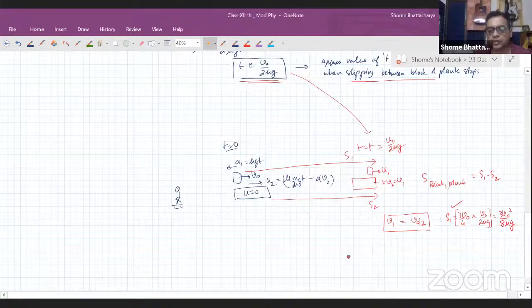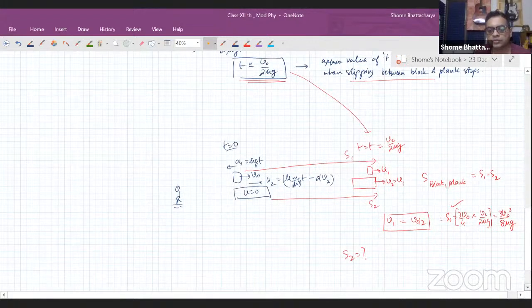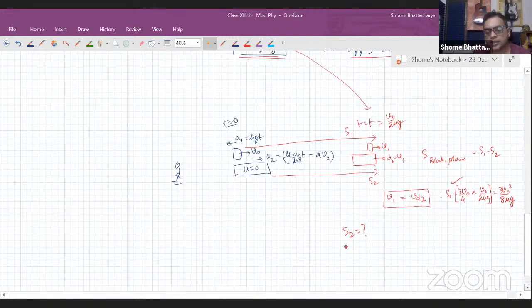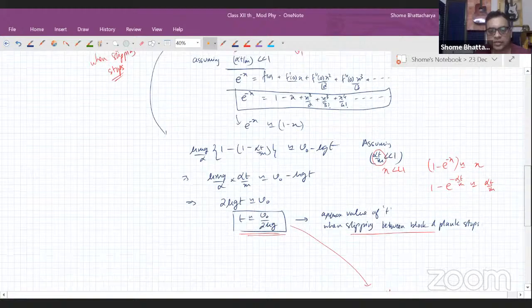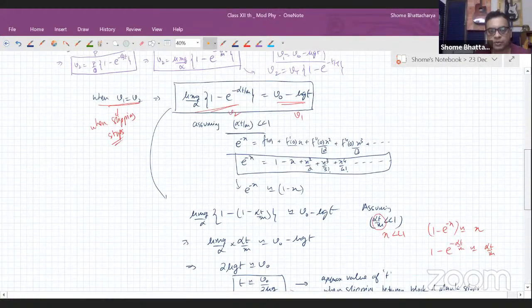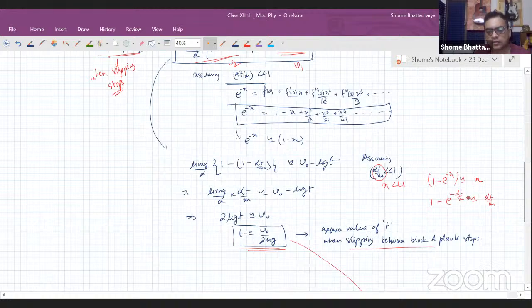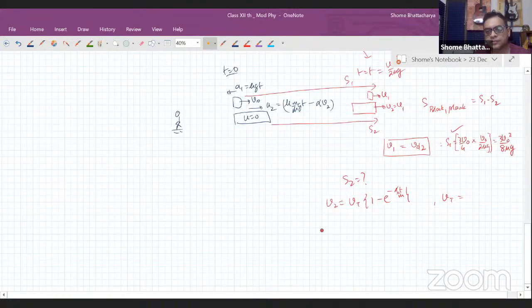Whereas S2, I will need to calculate. So for S2, we have this relation that V2 was equal to some terminal velocity times 1 minus e raised power minus alpha t by m. And that terminal velocity was this kind of relation, mu m g by alpha. Okay. So S2 will become this kind of term now.